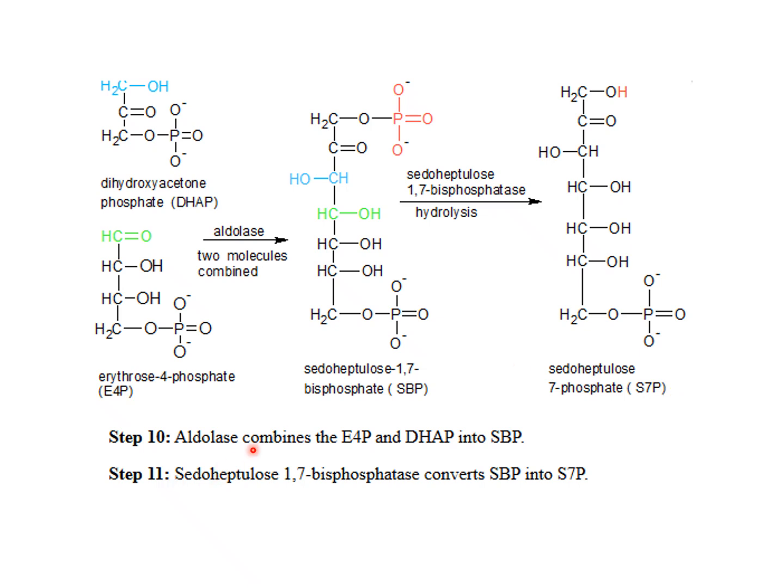So, how do we remember this reaction? Aldolase combines erythrose 4-phosphate and 1 DHAP into sedoheptulose 1,7-bisphosphate. This SBP is then converted into sedoheptulose 7-phosphate. Let us move ahead.